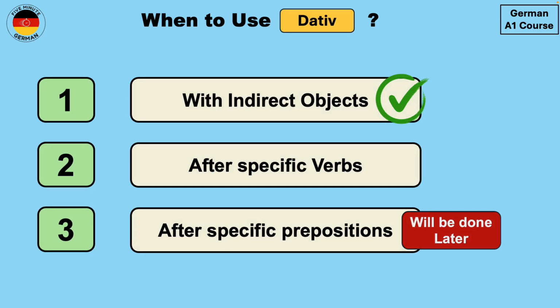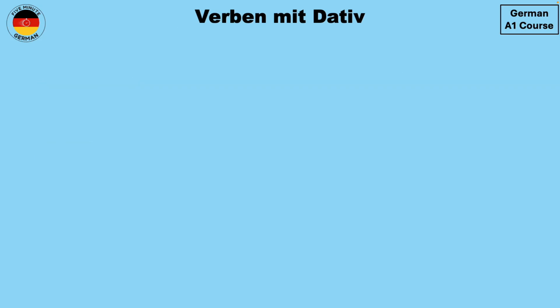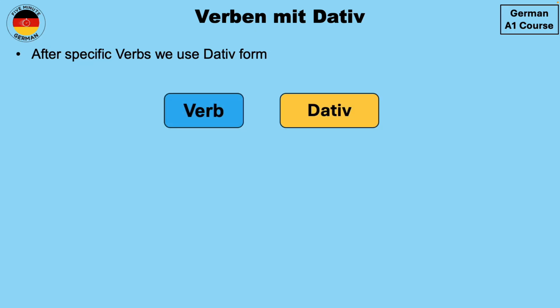Let's take a look at how to use dative after specific verbs. So these verbs are also called Verben mit Dativ. And what are these Verben mit Dativ? So these are some specific verbs after which we use the dative form. So whenever we have this verb, we will use the dative form of the noun after it.